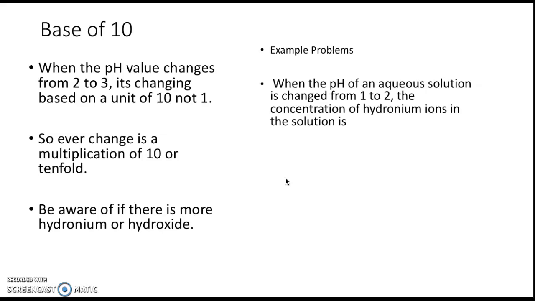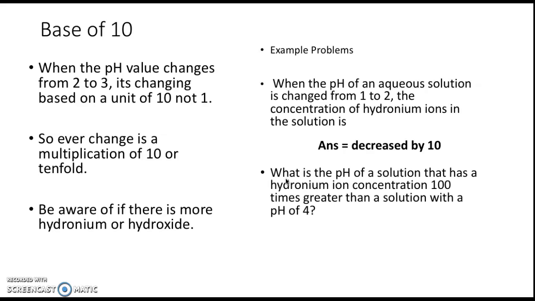So my hydronium ion, I'm becoming less acidic, so I'm decreasing. And because I've only changed one value, I'm actually changing a value of 10, not 1. So I've decreased by 10. Another one over here. What is the pH of a solution that has hydronium ion concentration 100 times greater than a solution with a pH of 2?